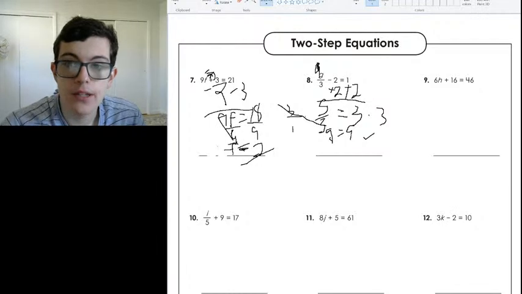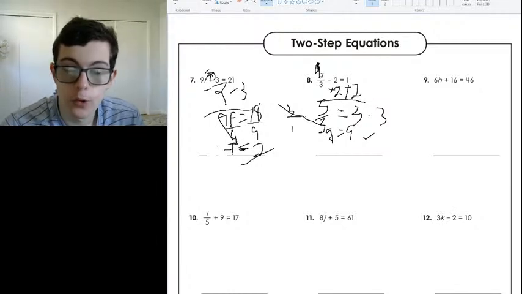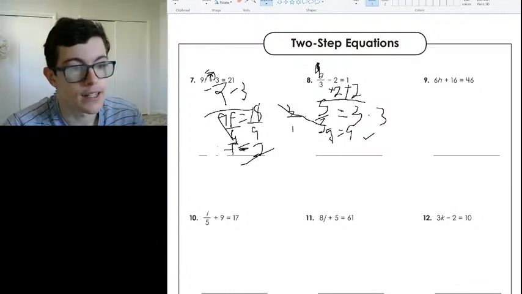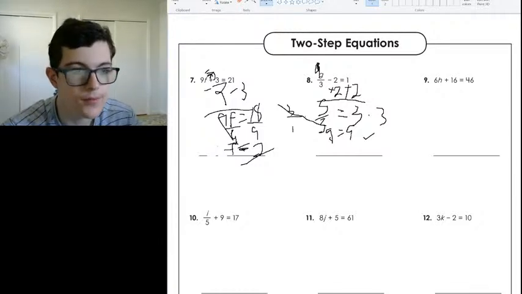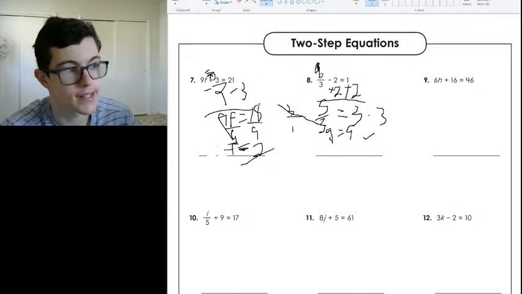So once the timer goes to 30 minutes and 40 seconds, I will move on to the next problem. So go ahead and do problem number 9. If you have any questions, don't hesitate to type them in the chat.